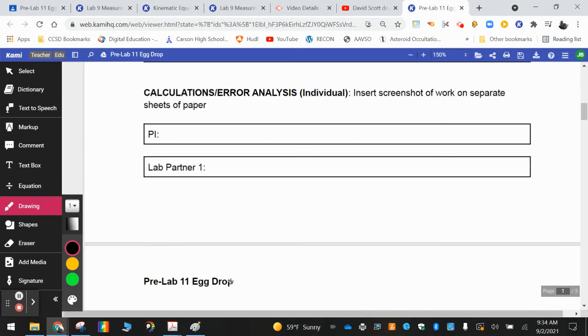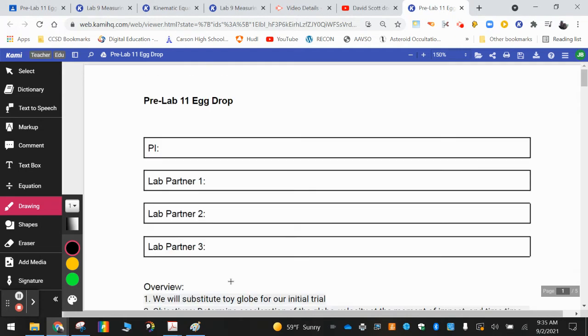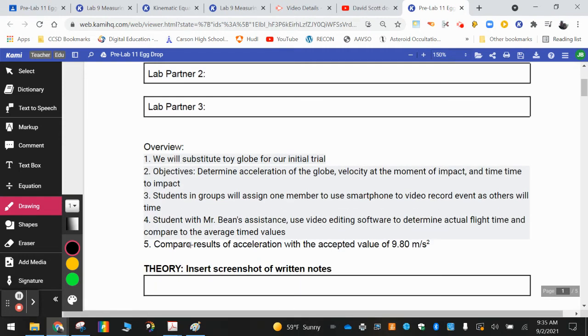We're going to go over pre-lab 11, the egg drop for AP Physics. On this lab, we want to make sure we have a principal investigator who will be documenting the events of this lab, and here are partners 1, 2, and 3. And the overview: we will substitute a toy globe for our initial trial.